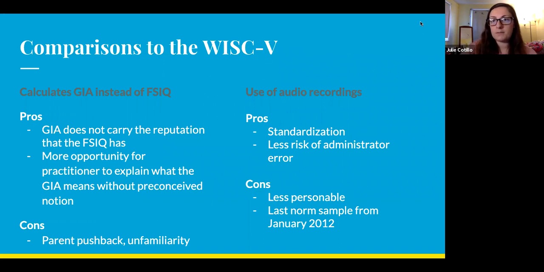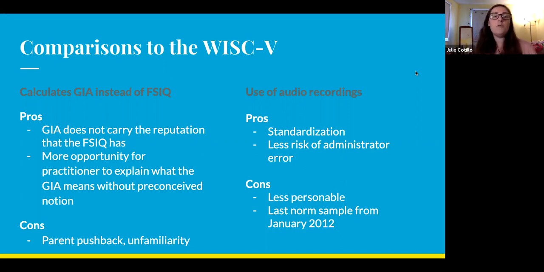And we do want to talk a little bit about some comparisons between the WISC and the Woodcock-Johnson. So some pros of having it calculate the GIA rather than the IQ is just getting rid of the words IQ. It takes a big weight off, I think. A lot of people know IQ carries a large weight, and it has this big reputation of telling whether my child is smart or not because they have a high IQ. And we know that it's so biased and it really just means nothing.